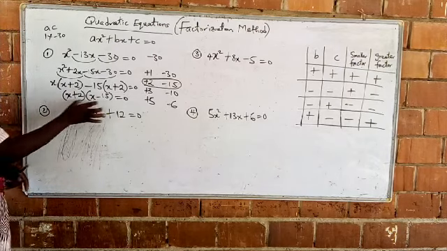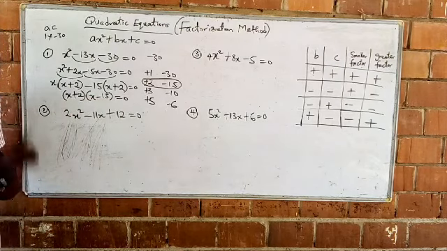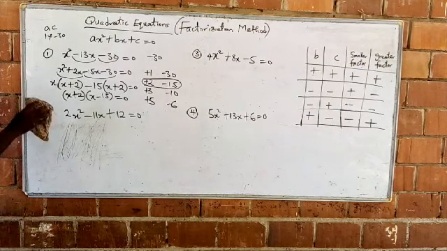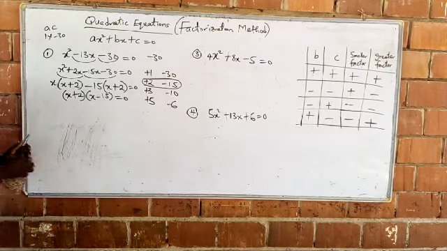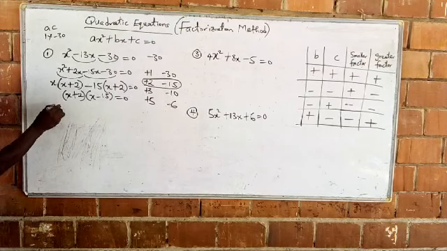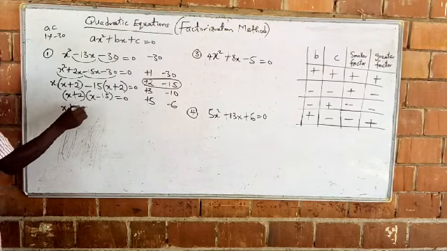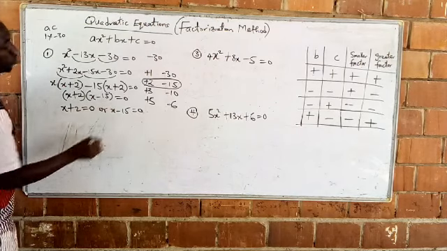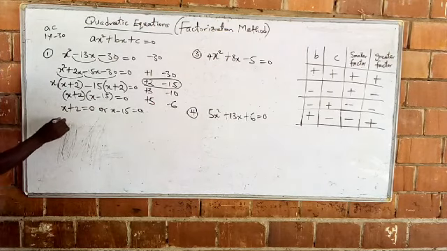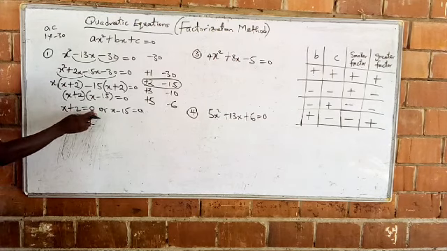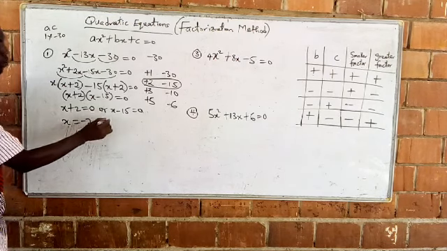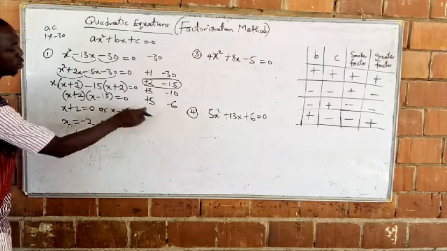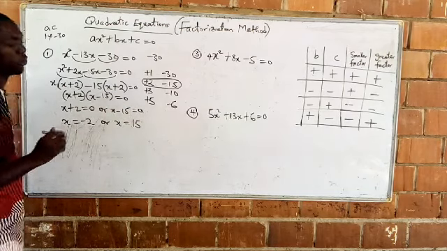If you multiply two terms and you get 0, it means one of them must be 0. So you now say it's either x plus 2 is 0 or x minus 15 is 0. If x plus 2 is 0, that means x equals minus 2. When this one crosses to this side, it becomes minus 2. Or x equals, this one comes here, it becomes 15.